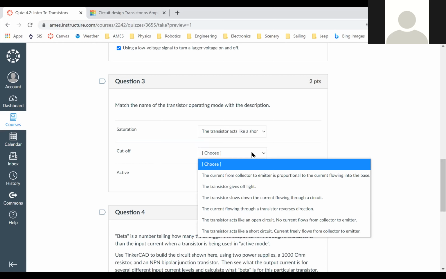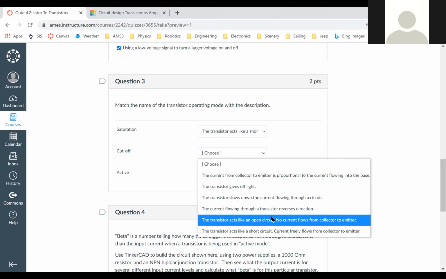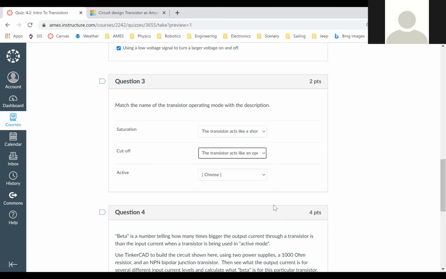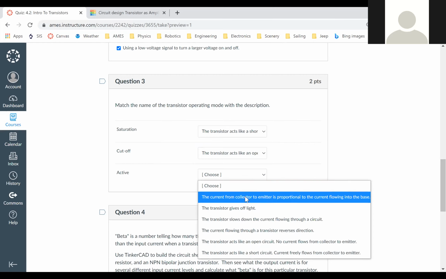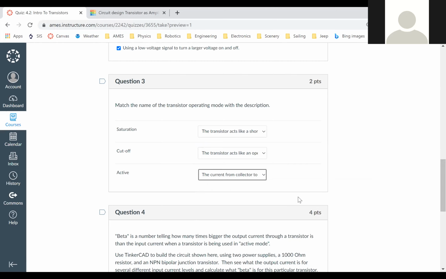Cutoff mode is when the thing is turned off. So the transistor is in the off position, it's like a switch in the off position. And then active mode, that's when you're using the transistor as an amplifier, where the output current is proportional to the current that's flowing into the base. That's what you did an activity on.